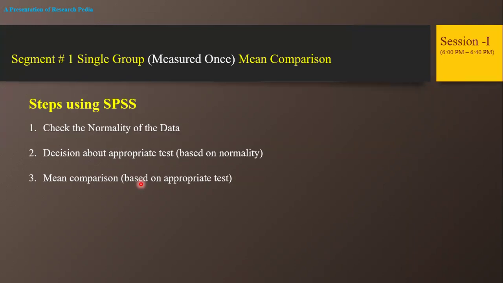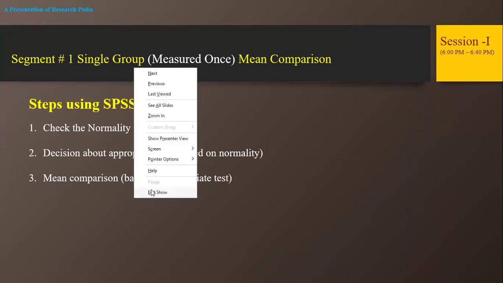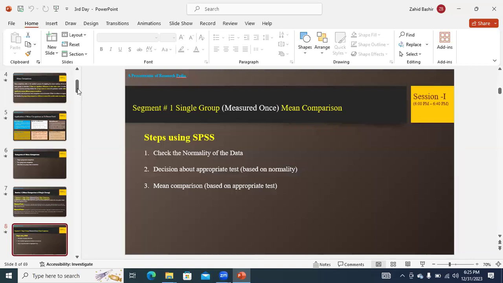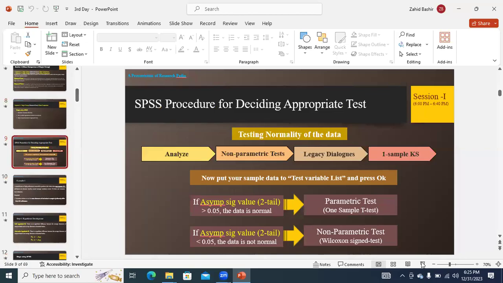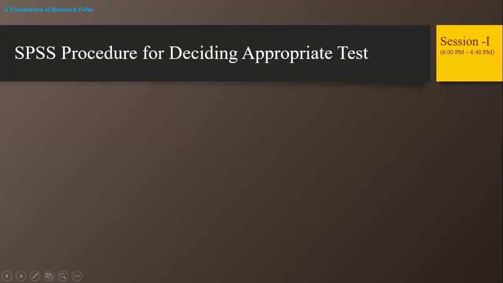So I will let you know the step by step procedure of how you will check the normality of your data. This slide is very important for your consideration, because it will let you know the details about the SPSS procedure for deciding the appropriate test based on normality. So how will we check the normality of the data?